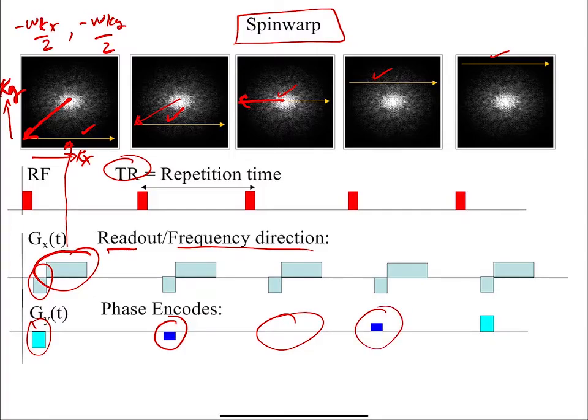Here now it's positive, so we're going to move out in this direction, and here it's even more positive, so we move out to here. Okay. So those two initial set of gradients is determining the starting point, and then these gradients here are determining that line across k-space. All right, so that's basically what you need to know about spin warp.